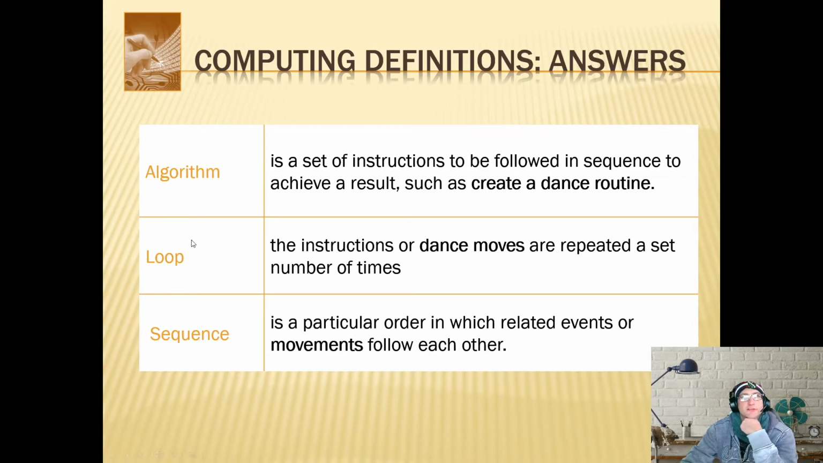And here are the answers. So an algorithm is a set of instructions to be followed in sequence to achieve a result. Loop is the instructions of dance moves that are repeated a set number of times. And a sequence is a particular order in which related events or movements follow each other.